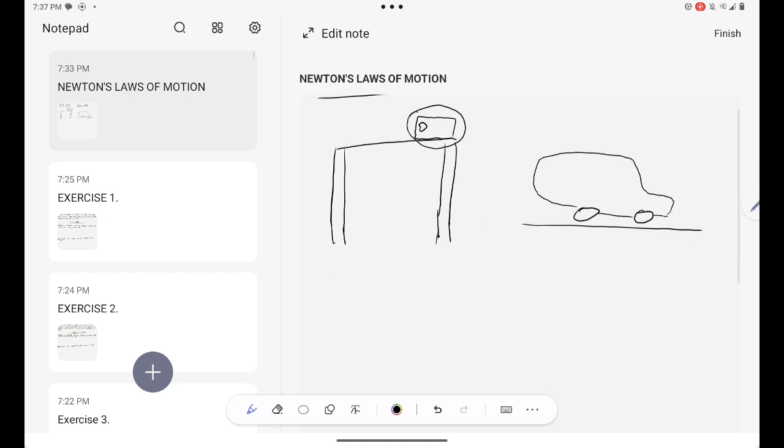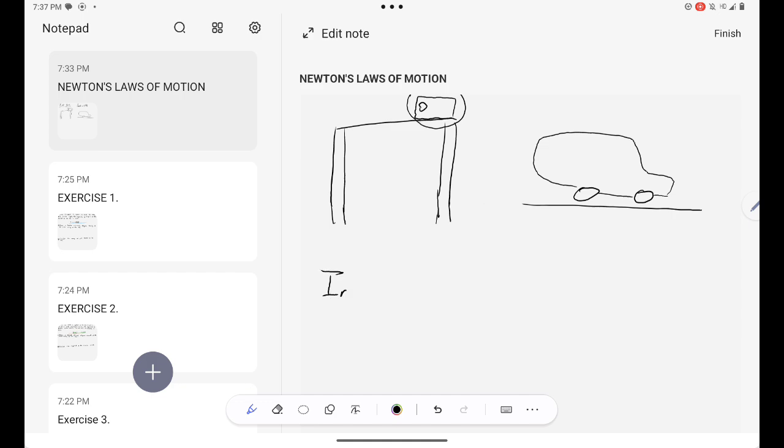And then there is this property called inertia. Inertia is the tendency of a body to resist a change in its motion.